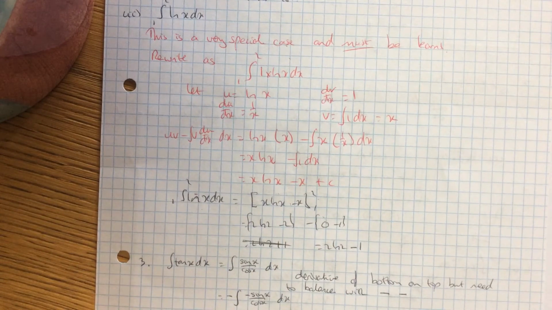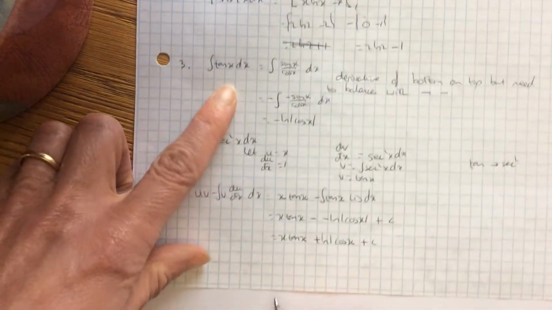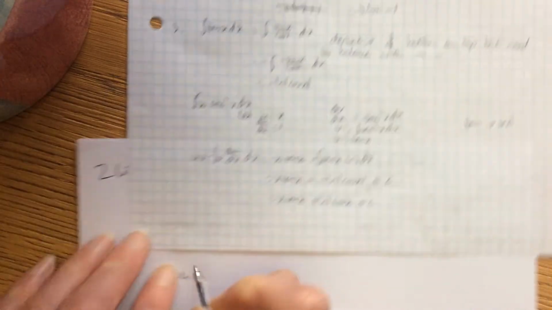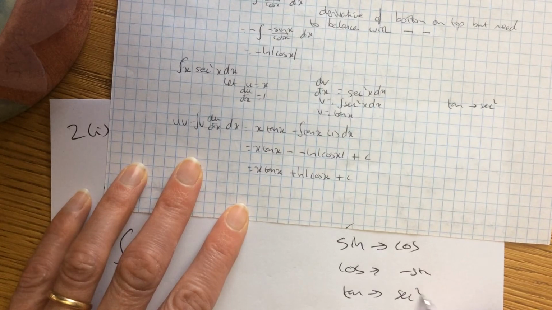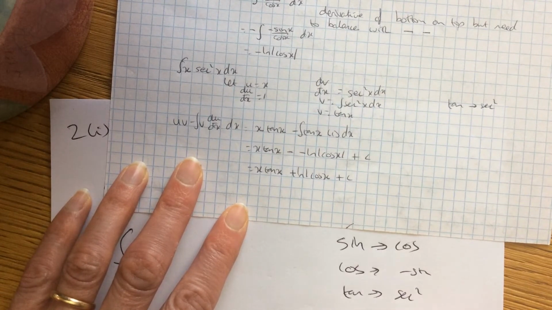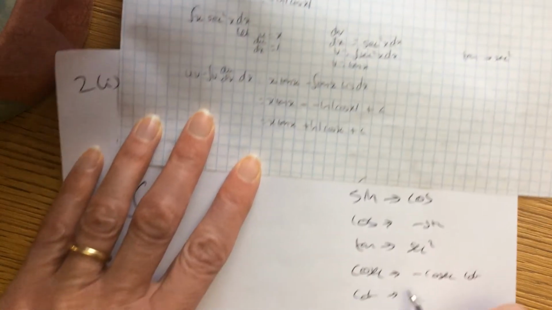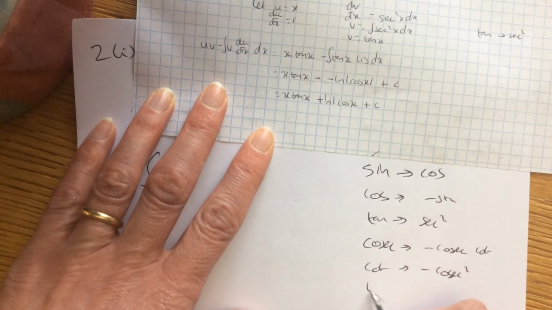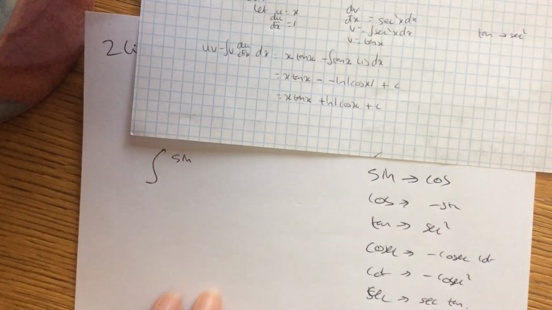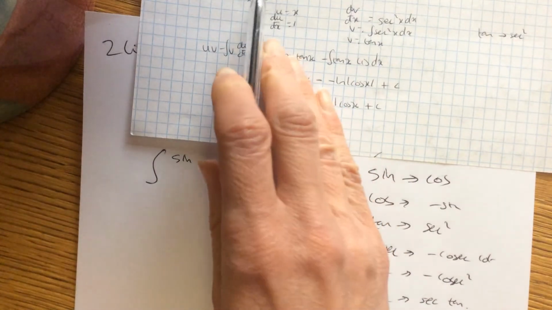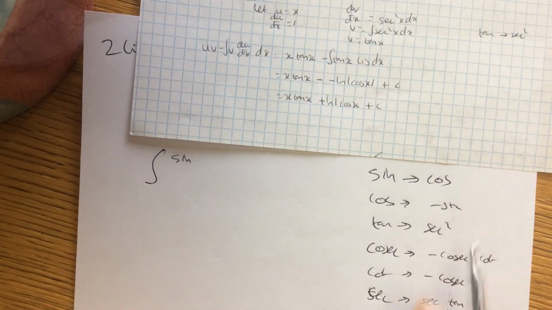Okay, what have we got in number 3? Integral of tan. Before I go any further, remember your wee trig rules. Sine goes to cos, cos goes to minus sine, tan goes to sec squared, cosec goes to minus cosec cot, cot goes to minus cosec squared, and what was missing, sec goes to sec tan. None of those have got tan, so you can't go backwards.